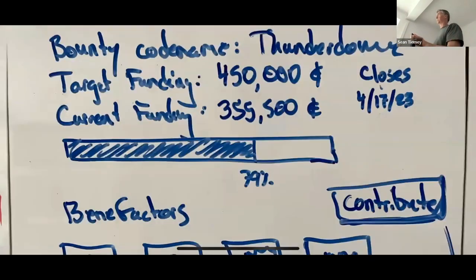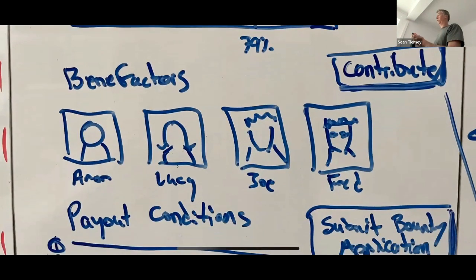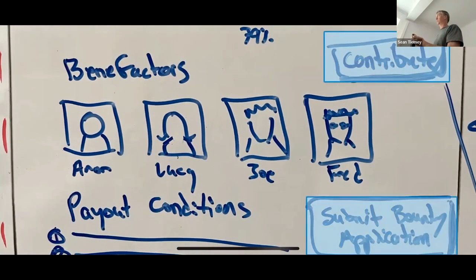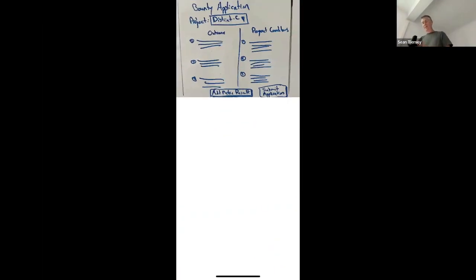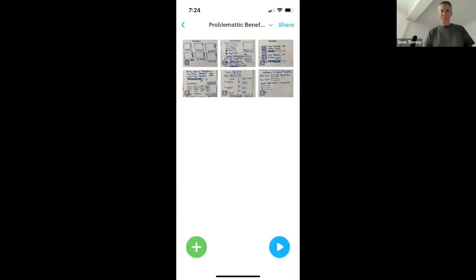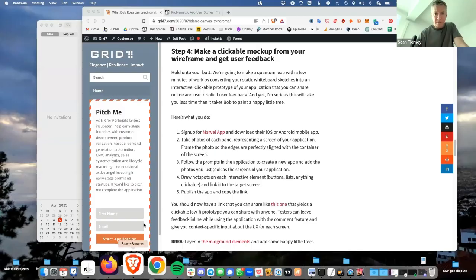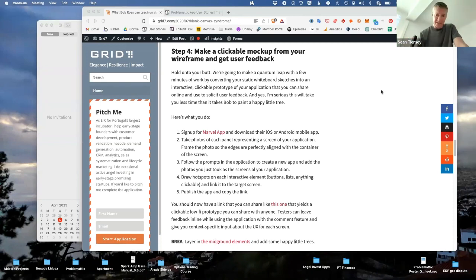All right. So yeah, it's high return, low amount of work, high reward. Okay. So that is the clickable mockup.